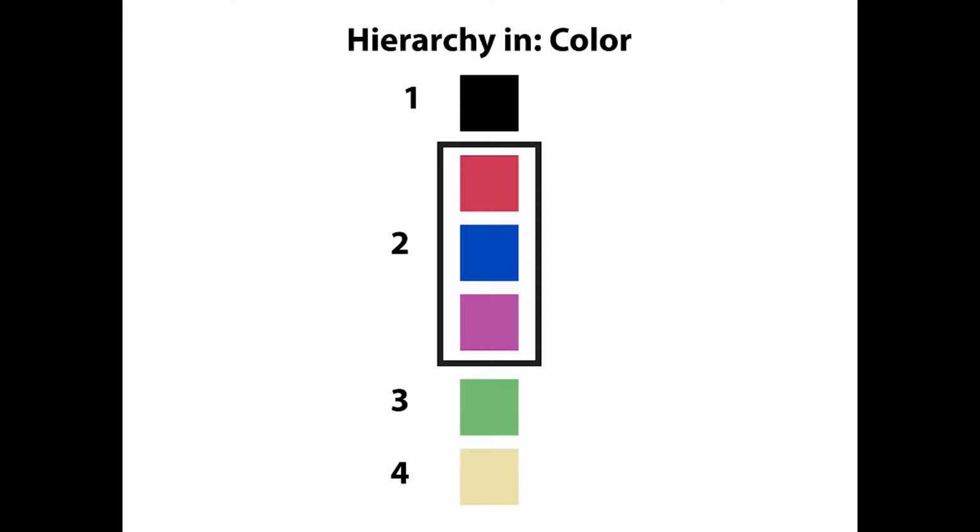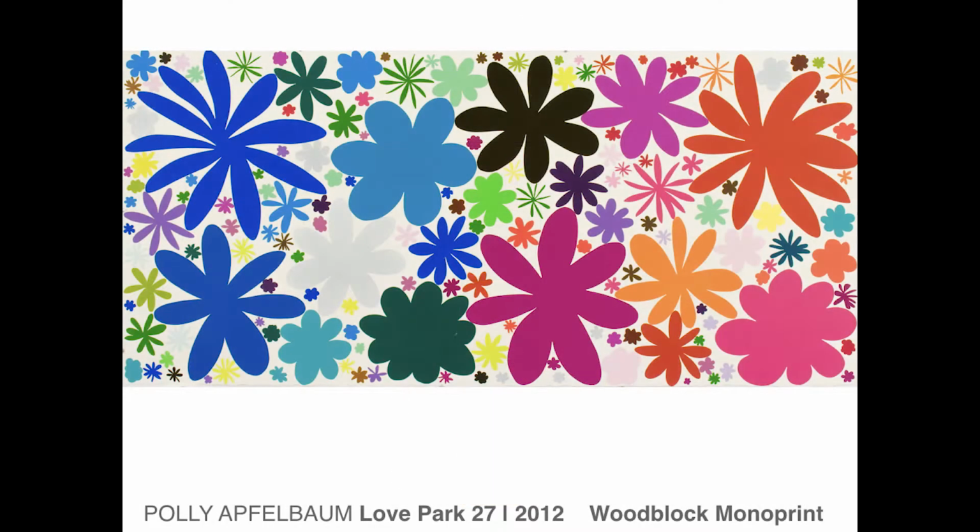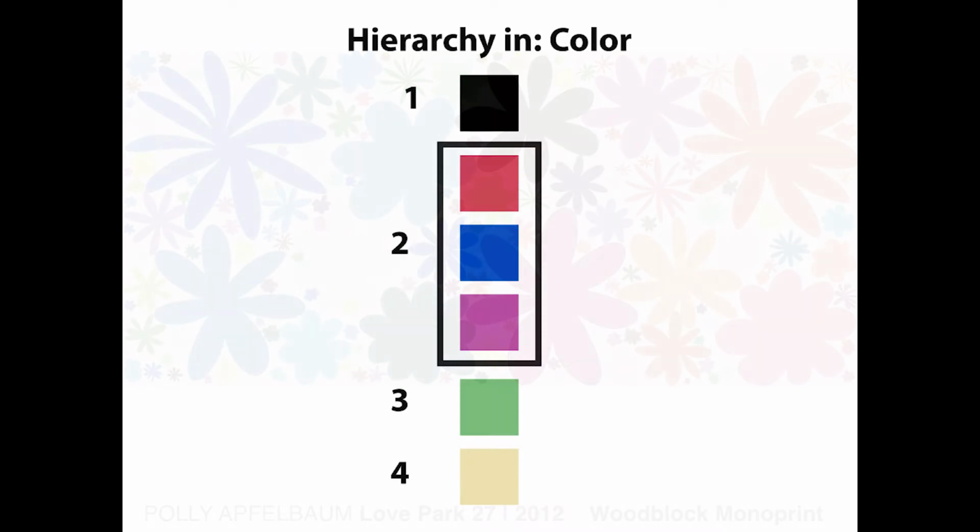Those 3 colors that I have labeled number 2 are all similar in saturation. They're also similar in hue. They're sort of analogous to each other on the color spectrum. What I'm saying is that they all have the same visual weight. Then if we go down and look at the green, that has slightly less visual weight. It's slightly less saturated. It's a little cooler, so it moves towards the background.